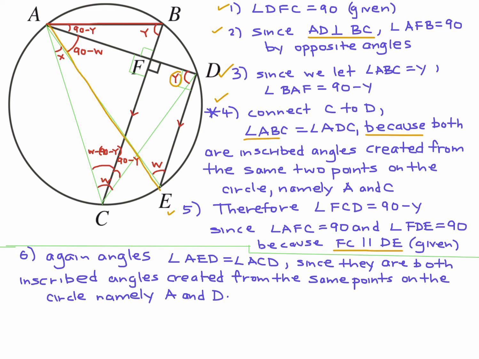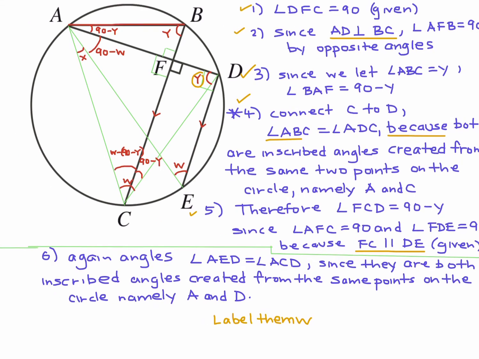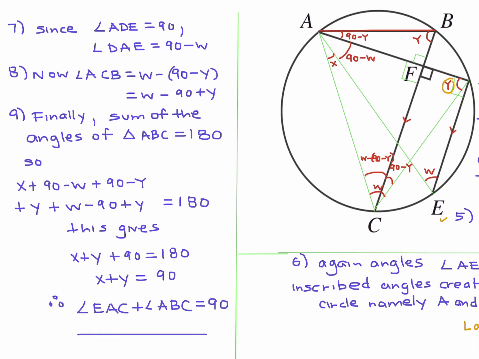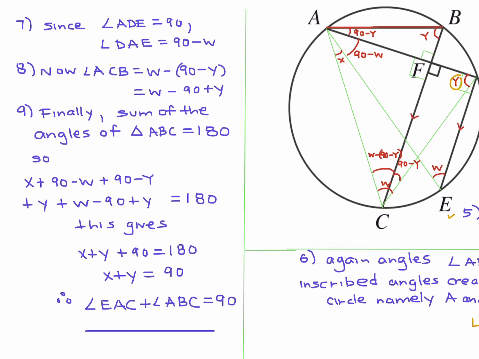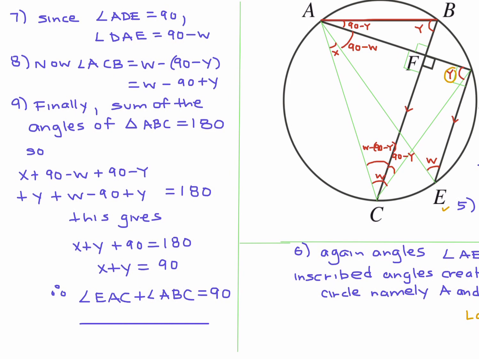The first one is AED, and the second one is ACD, and those will be equal, and I've labeled them W. W here, W there. Okay? So we'll just say label them W. We always try to be as complete as possible in proofs. Okay, now we get to the last couple steps. Keep the diagram in the photo because we need that. Okay. Now, last few steps.